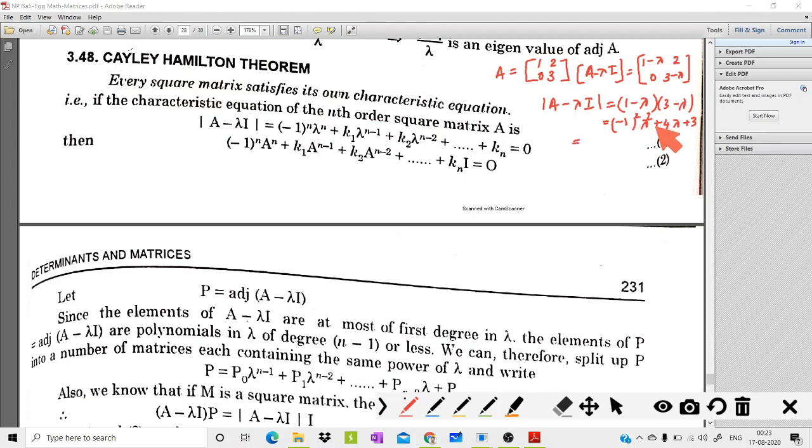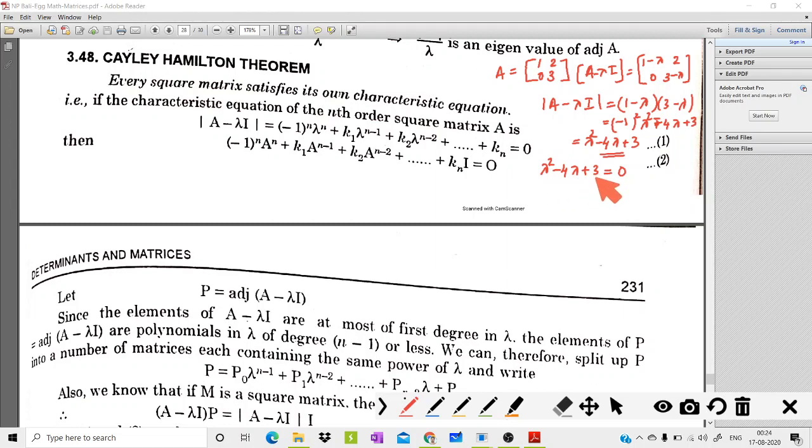Okay, so this is minus, I think. This is minus 4 lambda. So the determinant is lambda square minus 4 lambda plus 3. This is our characteristic polynomial. So the characteristic equation is lambda square minus 4 lambda plus 3 equal to 0 for this particular 2 by 2 matrix.